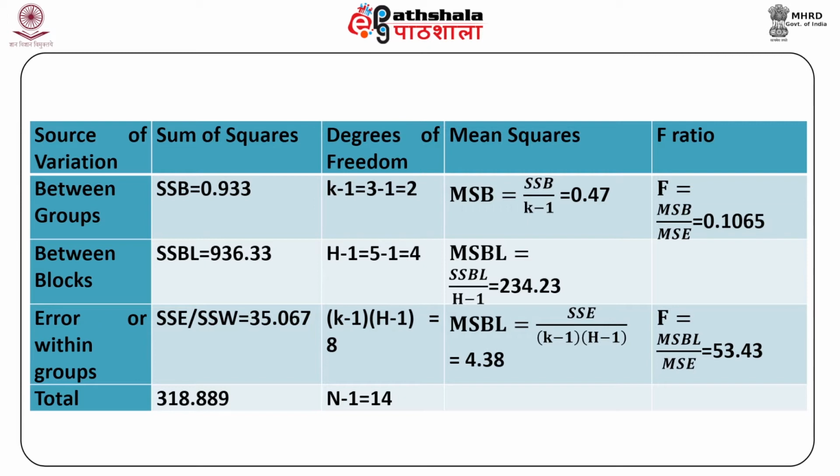If I summarize all these calculations in our two-way ANOVA table, you can see we have the sources of variation, sum of squares, degrees of freedom, mean squares and F ratio. We are mainly interested in the two F ratios. The first F ratio is equal to MSB upon MSE. It is equal to 0.1065, which comes from MSB equal to 0.47 and MSE equal to 4.38. Similarly, our second F ratio, which is MSBL upon MSE, comes out to be 53.4. I'm sure you can calculate how it comes out from the MSBL value of 234.23 and the MSE value of 4.38.